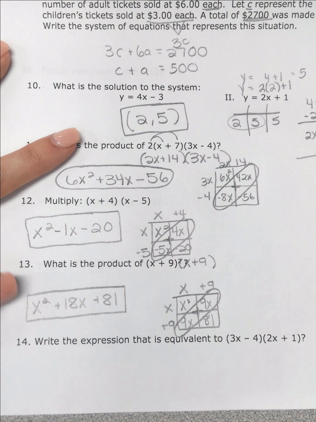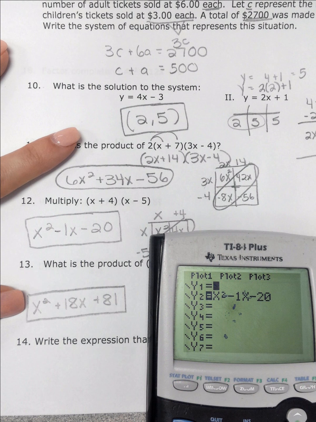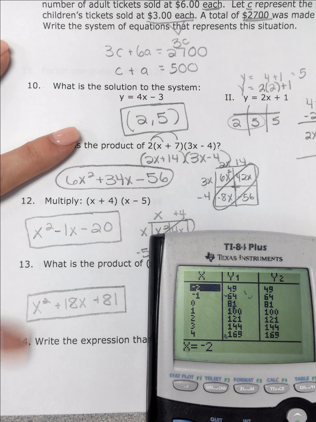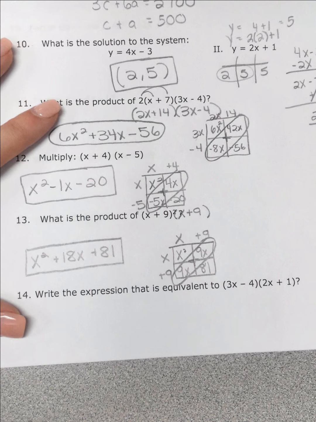So let's check our answer. We have parentheses x plus 9 squared. That's the original problem. In y2 we have x squared plus 18x plus 81. Same. Fantastic.